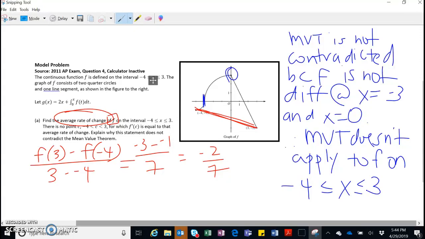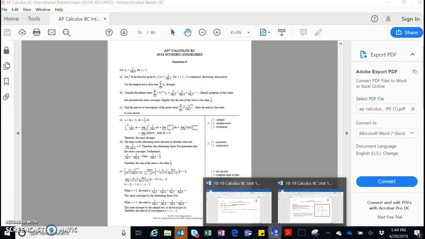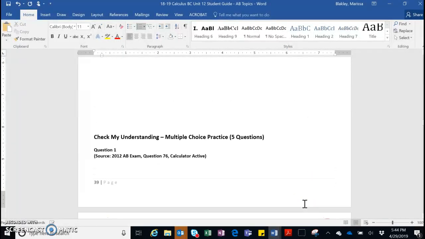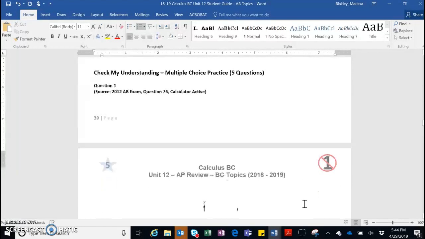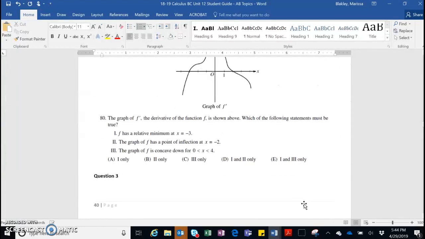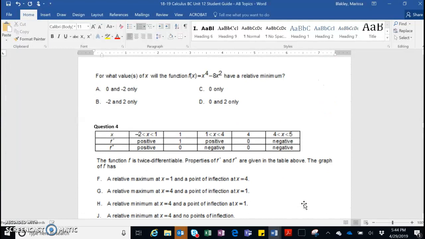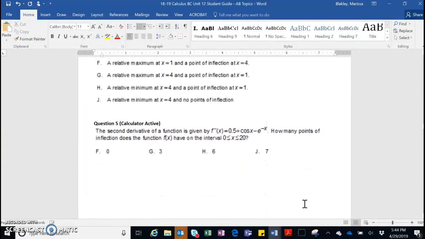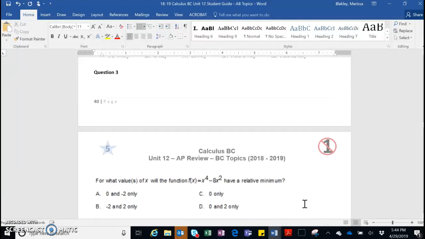All right, so that's the end of that free response. What I want you guys to do for me is to come back to your packets, and there are some check for understanding multiple choice practice problems that highlight many of the derivative and functional analysis relationships that we have been checking in on. So take care of those 5.